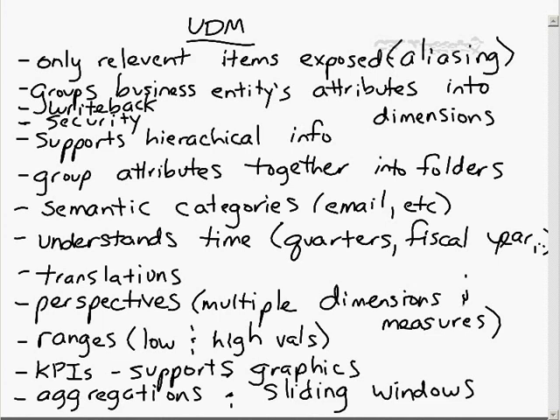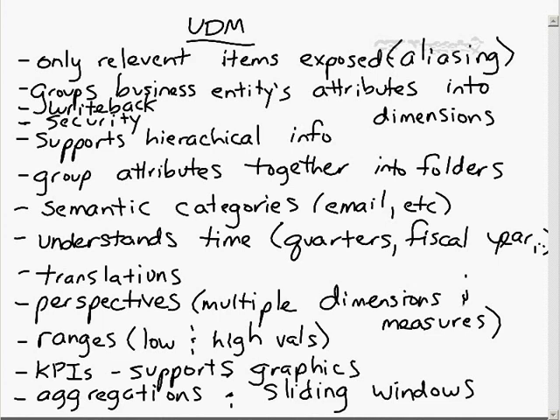The UDM supports KPI, or Key Performance Indicators. These are just little graphical icons. So once again, let's say you have ranges, low, medium, and high. You can have graphical indicators supporting that. It also supports aggregations such as summing, average, min, max, count, and so on. And we also have sliding windows. So if you want to see, for example, the first 3 months of the year, the sales there, you can do that. You can also look at the sales for the second, third, and fourth month, and so on.